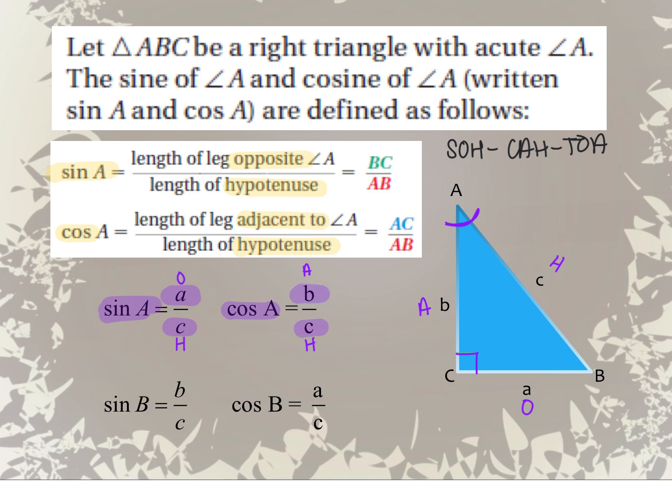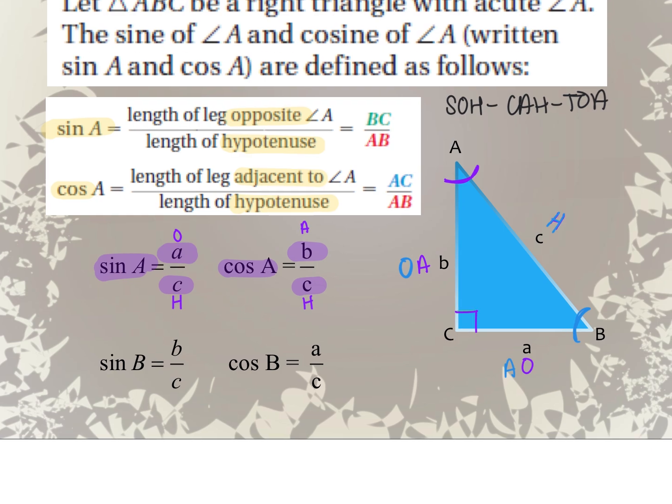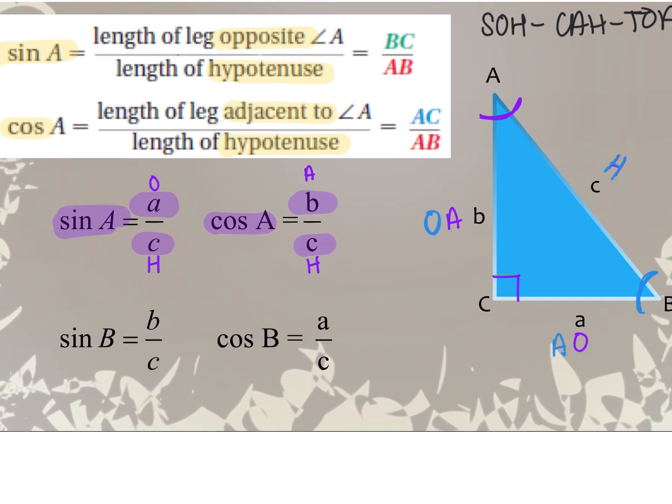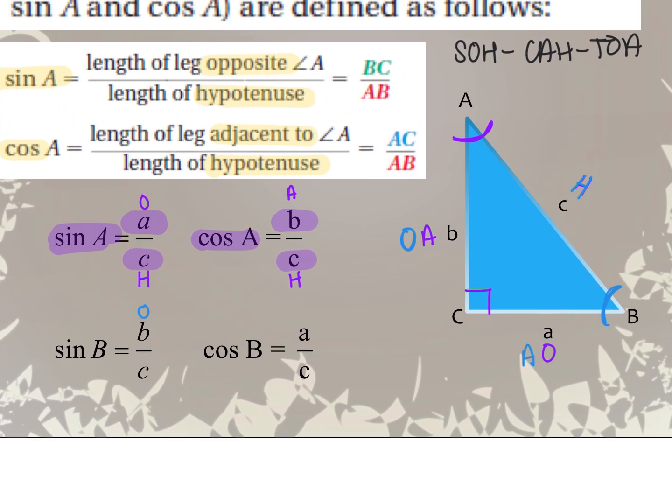Looking at the next one, if I'm looking at angle B, now this becomes my opposite side. This becomes my adjacent side, and my hypotenuse stays my hypotenuse. So for sine, I have opposite over hypotenuse. And for cosine, I have adjacent over hypotenuse. Again, this is all according to the angle they're giving us.